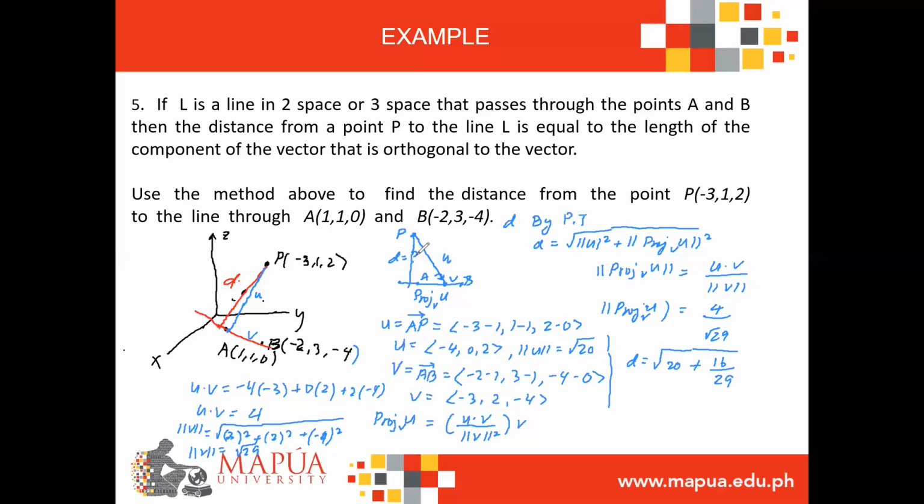By the way, this is distance, so it should be minus. With that, the answer here would now be the square root of 564 over 29 when you simplify it, or equal now to 4.41 units. So that's the distance from the point P to the line AB.